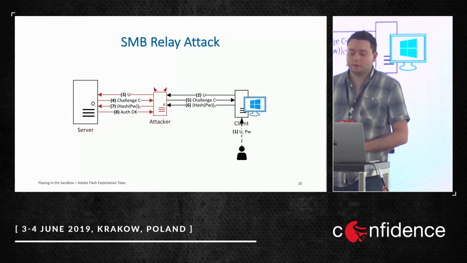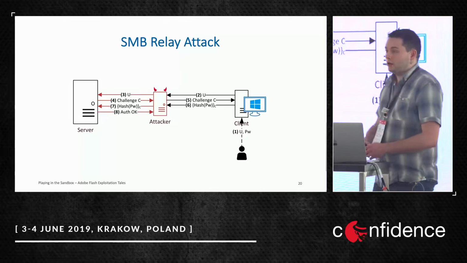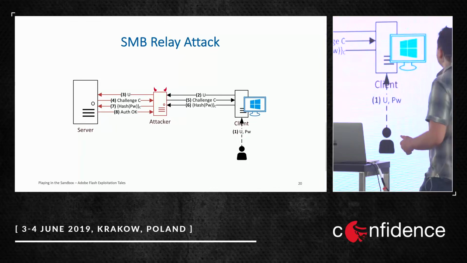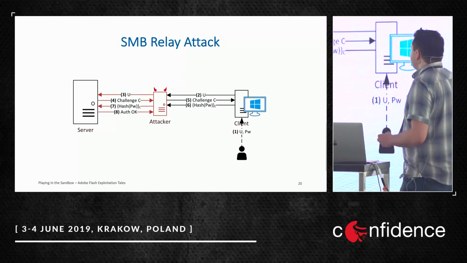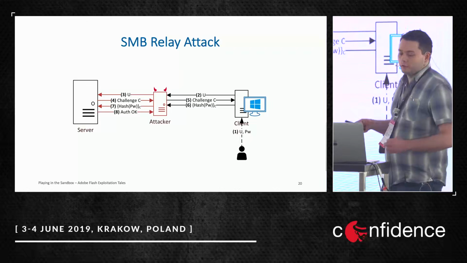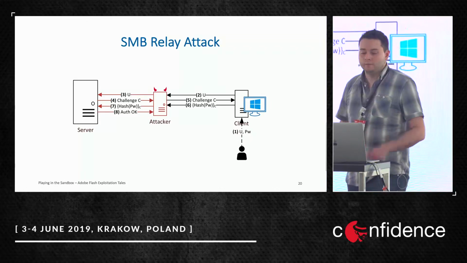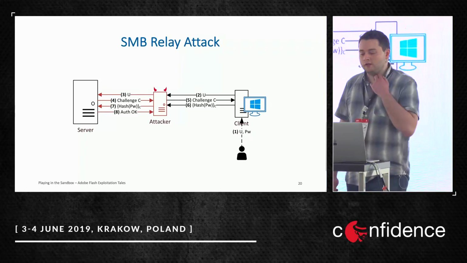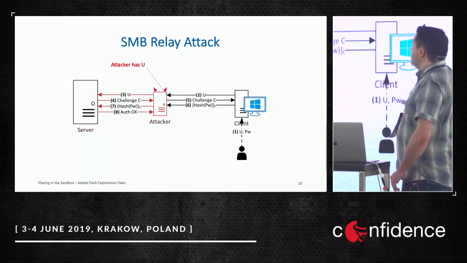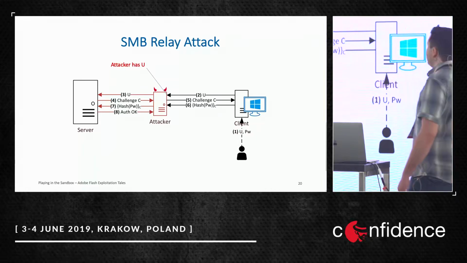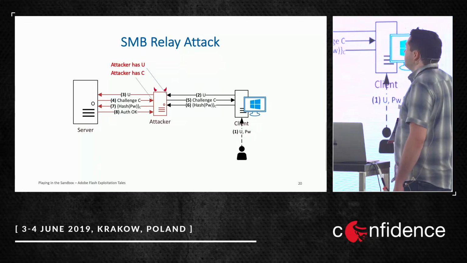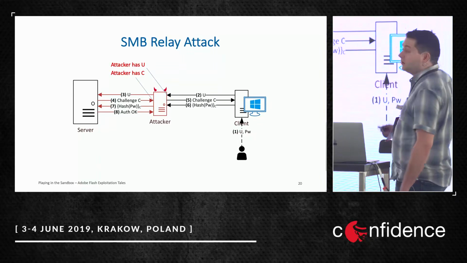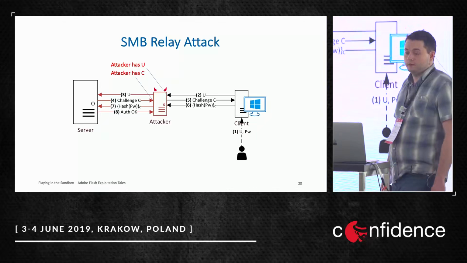There's an attack called the SMB relay attack, and again, I will briefly go through how this works. So the user logs onto the Windows machine, and then tries to access some resource on the server. But this time, there's an attacker in the middle. And so what will happen is the Windows client will send the username, and that means the attacker has the username. Now, the attacker will forward the username to the server, and the server will respond with a challenge, and that means the attacker has the challenge.